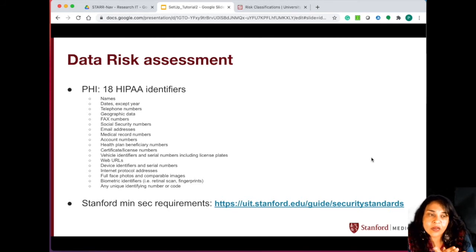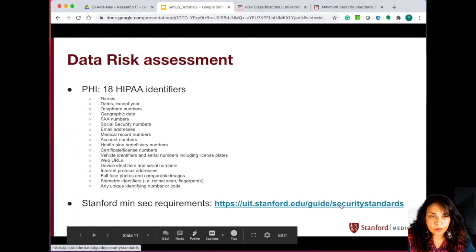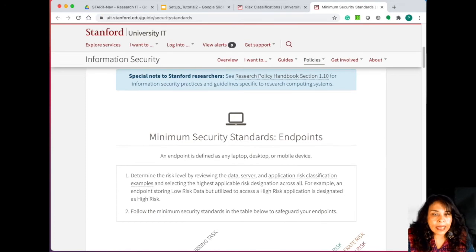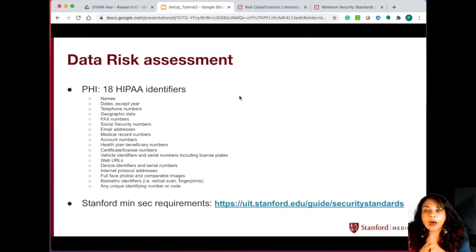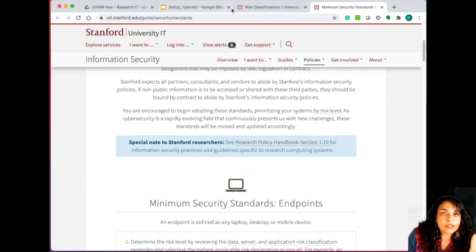Stanford has some minimum security requirements that have been outlined on this page. Basically the MinSec requirements are the minimum level of care necessary for Stanford's sensitive data. Stanford does expect all its partners, consultants, and vendors to abide by this information security policy. And I really encourage you all to go ahead and browse through this page.